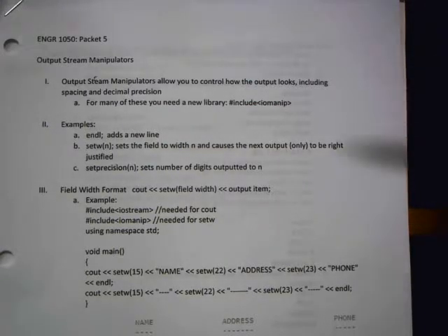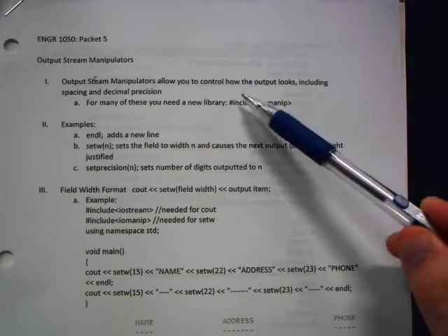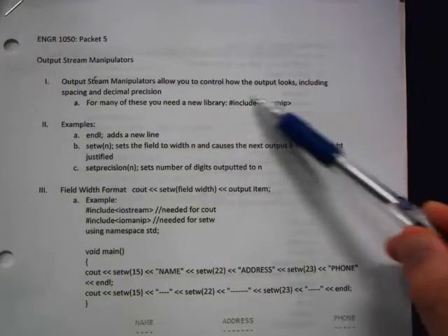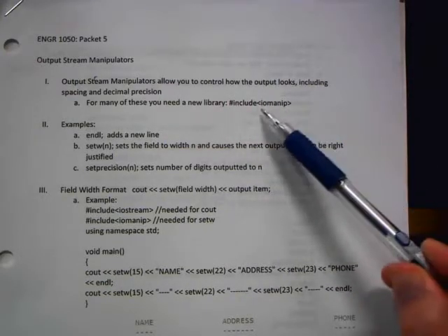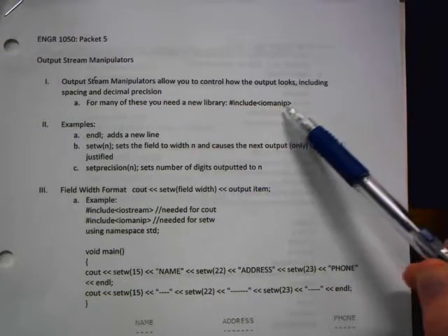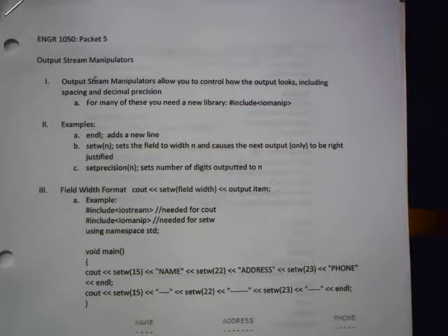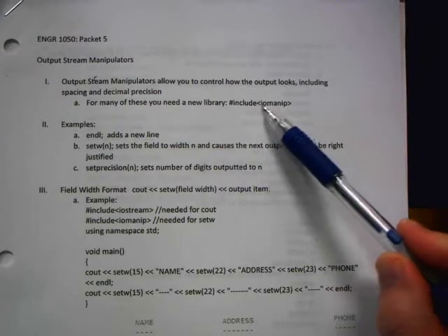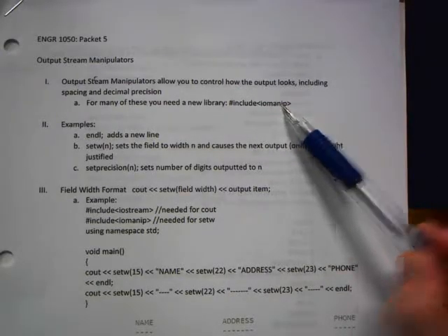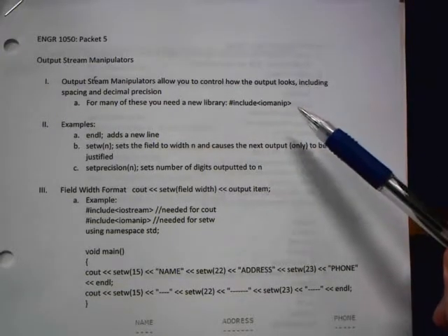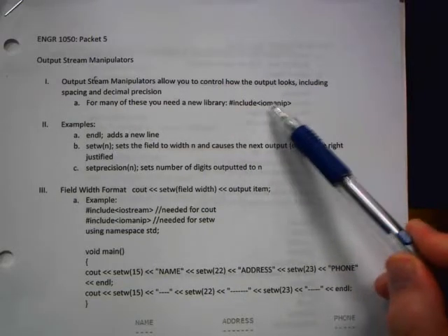For most of these things that we're going to do, you're going to need to include a new library. And so you will include this one called iomanip. What does that stand for? Input Output Manipulation. So see, they name these things to make some sense here. So you'll include Input Output Manipulation.